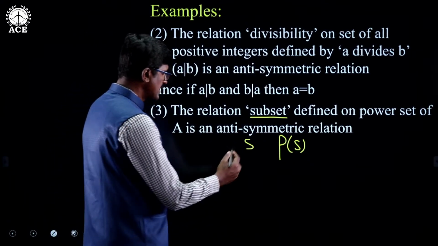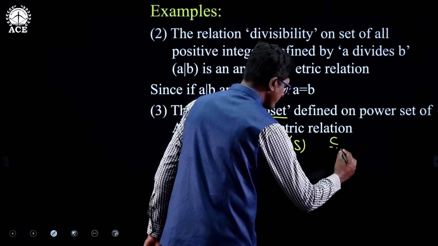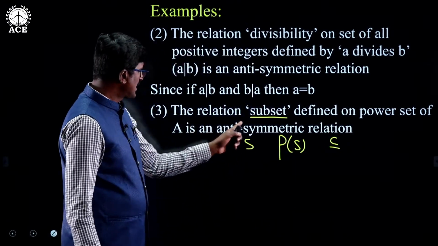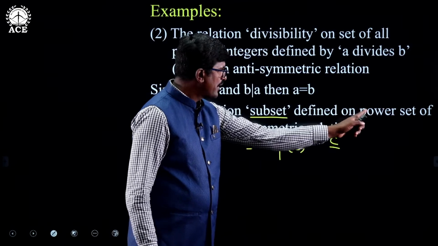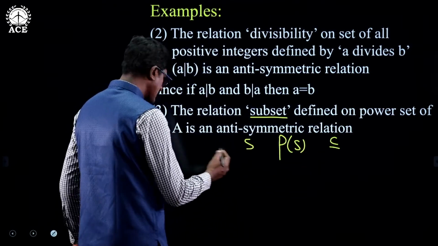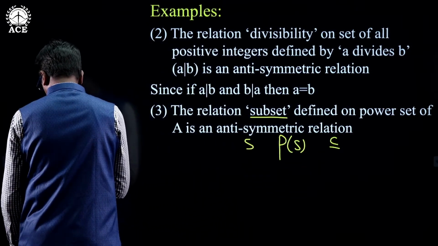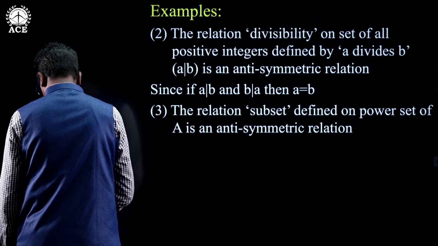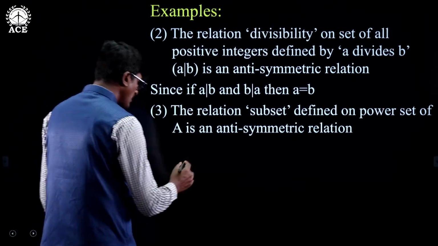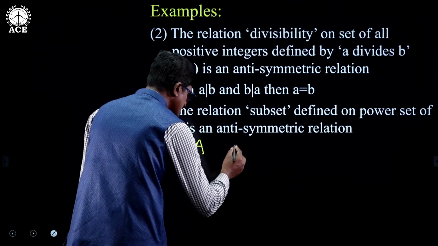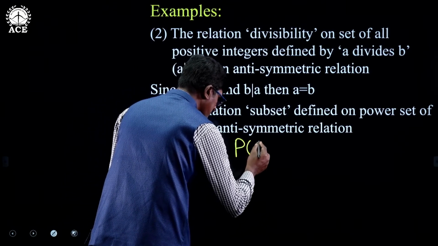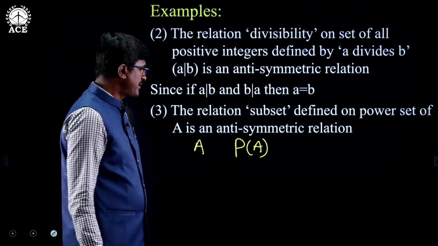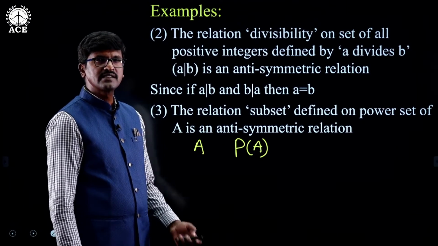Subset. So this is the subset relation, defined on the power set of A. If you take some set A, then the power set of A is denoted P of A. So what does P of A mean? The set of all subsets of A.